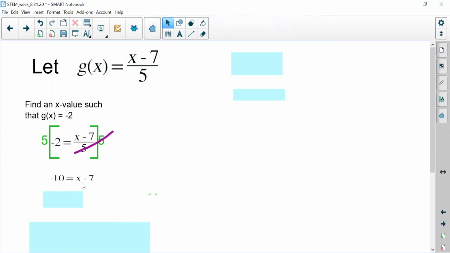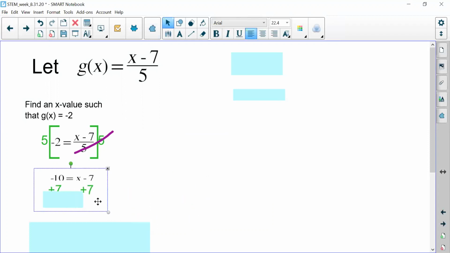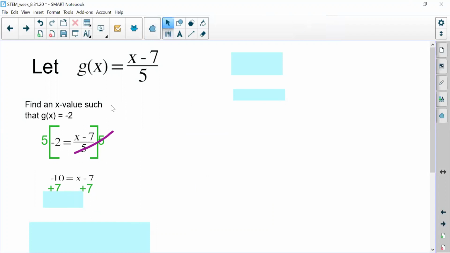And same as before, you want to solve for x, so you're going to add 7 on both sides to undo the minusing 7 that was occurring. And -7 plus 7, they cancel out, leaving you with just x on the right. But what do you get on the left? -10 plus 7 is -3. So -3 is the x value that would make this function result in -2.